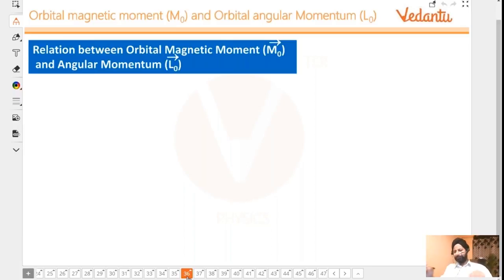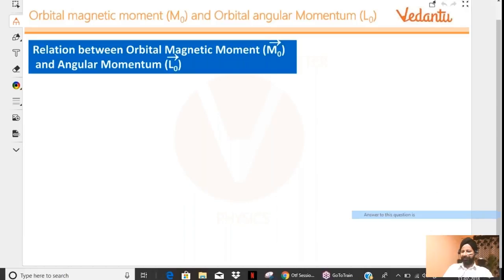Angular momentum. So are you clear with what is angular momentum? Say yes or no. Do you know what is angular momentum? Do you remember angular momentum from your 11th grade? So what is angular momentum?